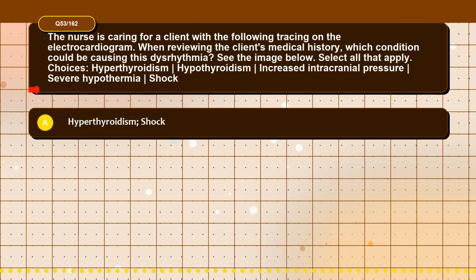Question 53. The nurse is caring for a client with the following tracing on the electrocardiogram. When reviewing the client's medical history, which condition could be causing this dysrhythmia? See the image below. Select all that apply. Choices: hyperthyroidism, hypothyroidism, increased intracranial pressure, severe hypothermia, shock. Here are the options. Option A, hyperthyroidism, shock.